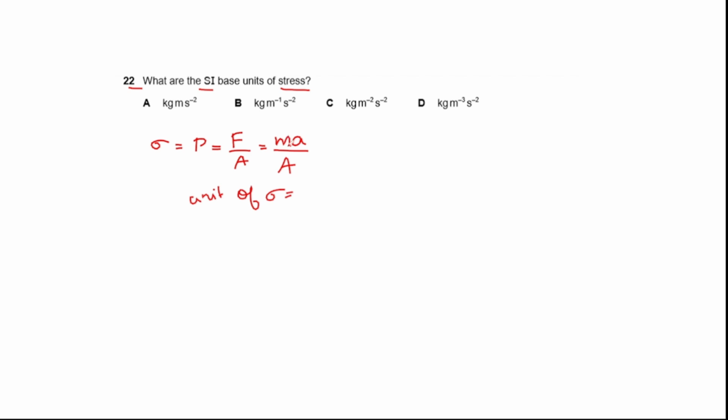So you're converting the formula to the units. So the unit of mass is kilogram, unit of acceleration is meters seconds to the power of -2, and the area is meters square. So the remaining is kilogram meter to the power -1 seconds to the power of -2. So the correct option is option B.